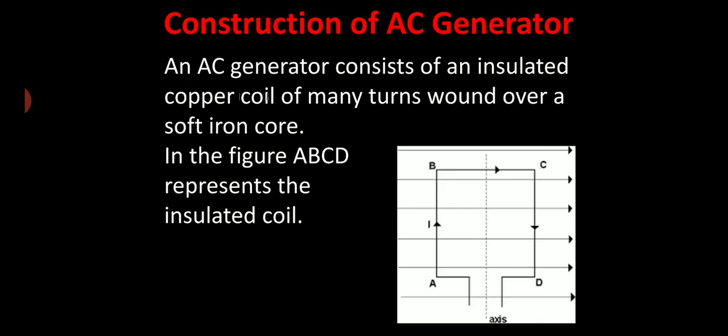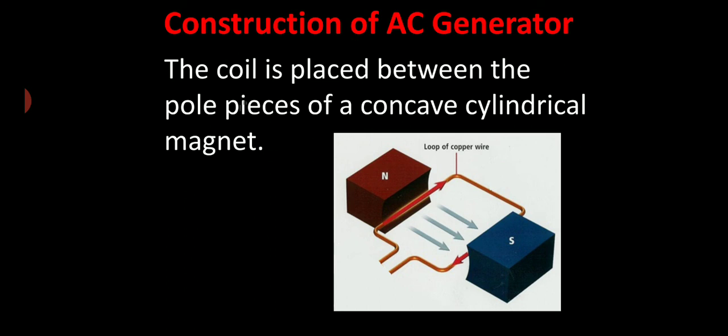Okay, now let's see the construction of an AC generator, that is, an alternating current generator. It consists of an insulated copper coil of many turns wound over a soft iron core. Here ABCD is the armature. This rectangular coil is also called the armature. Then this coil is placed between the poles of a concave cylindrical magnet, like a motor.